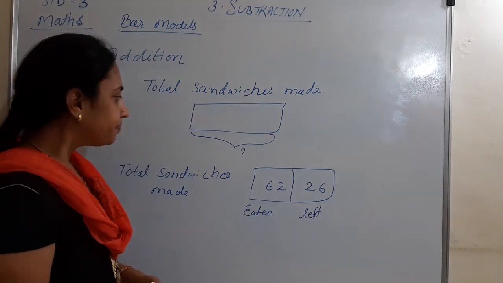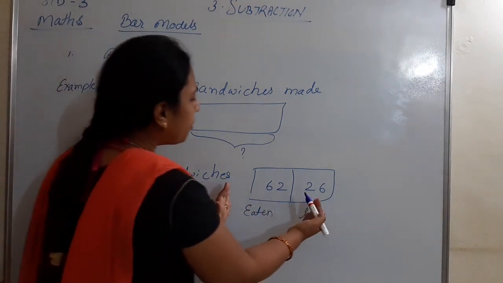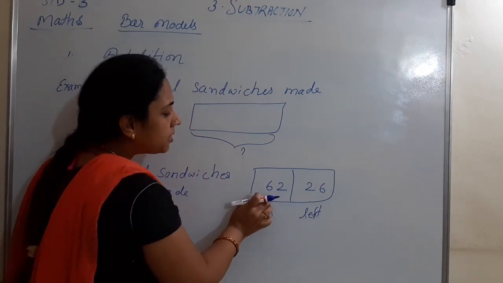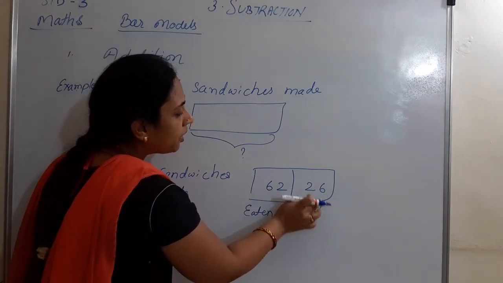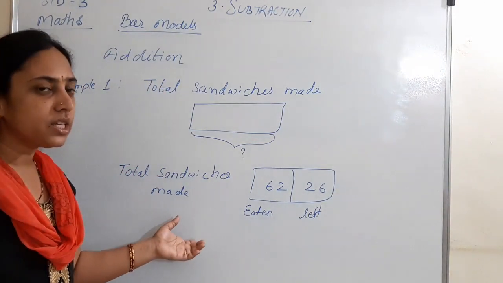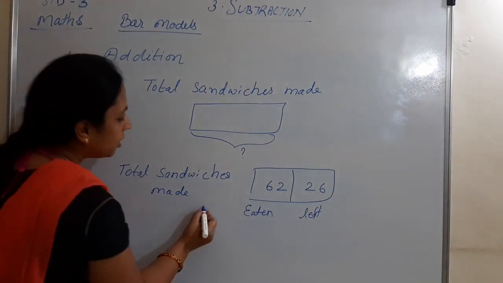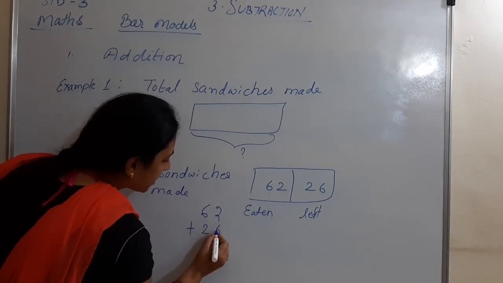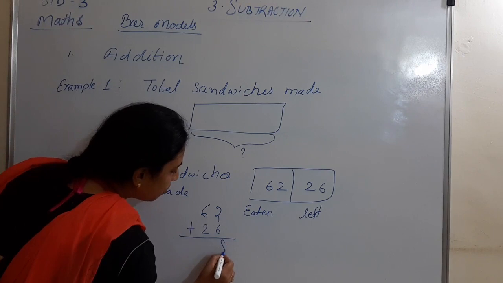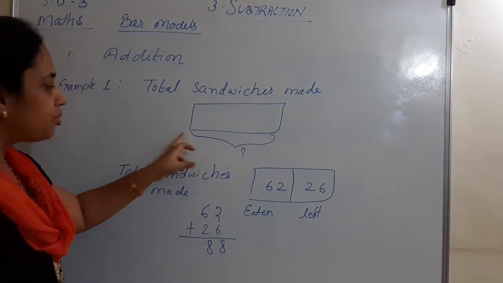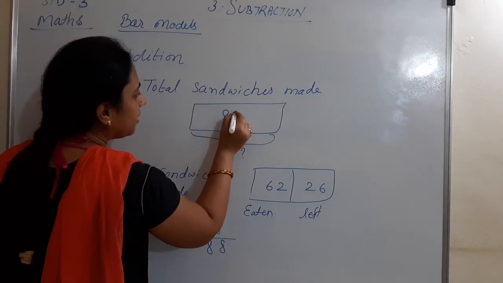Whatever the information is given, we will put it side by side. How many eaten? 62. How many left? 26. So what will be the total number of sandwiches? We have to go with addition. We know how to add 62 plus 26. Right, beta? 6 plus 2, 8. So the total sandwiches made is 88.